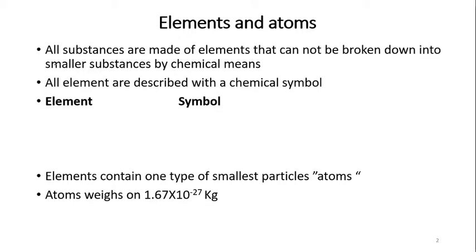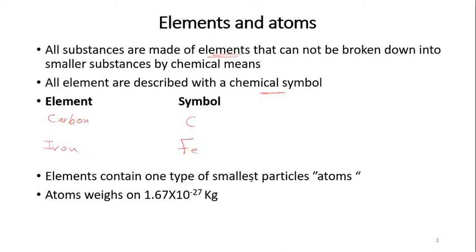Elements and atoms. All substances, or all matter, are made of what we call elements, and those elements cannot be broken down into smaller substances by any chemical means. We usually describe any element by using chemical symbols. So something like carbon, we use the symbol C. Iron, we use the symbol Fe.